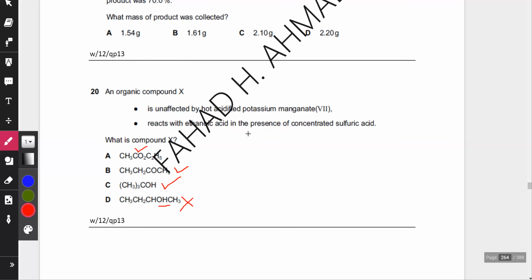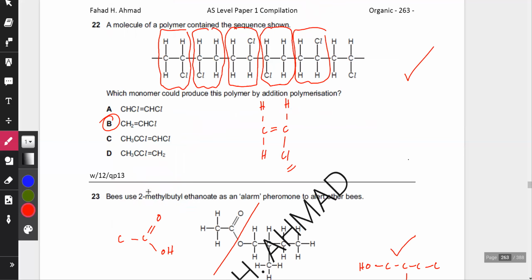And then it reacts with ethanoic acid in the presence of sulfuric acid, so he's making an ester. Carboxylic acids make esters with alcohols in the presence of sulfuric acid. So the only option left is going to be an alcohol. Plus, it's a tertiary alcohol, so tertiary alcohols don't get oxidized. So is this clear? Yes, sir. So let's continue with this next class.